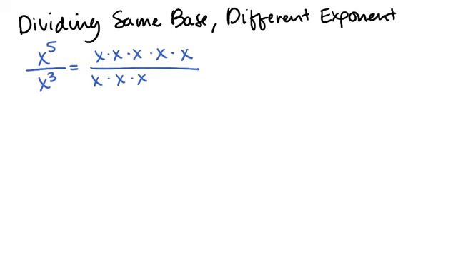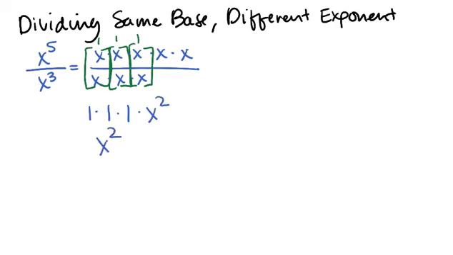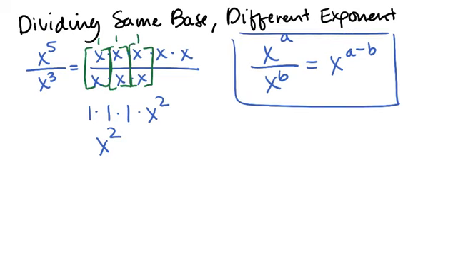Okay, so let's look. Over here I'm seeing x divided by x. That's just 1. Here I have another x divided by x. That's 1. Another 1. So this is 1 times 1 times 1 times x squared, which is just x squared. So how would I get from x to the 5 divided by x to the 3 to x to the 2? What do I do with the exponents? You subtract them, yes. So x to the a divided by x to the b equals x to the a minus b.